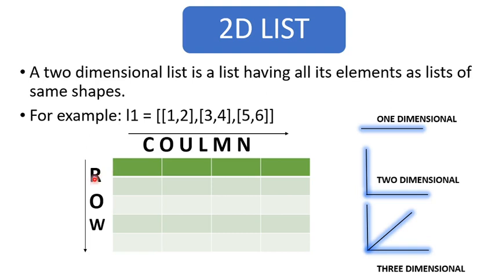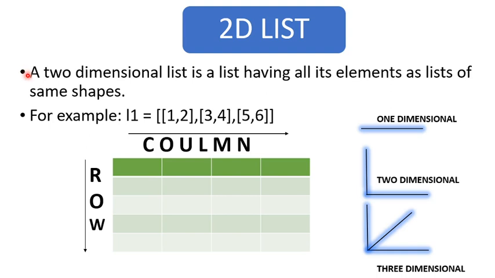Okay, so here, this is representing the row. This whole is a row. Row 1, row 2, row 3, row 4. This is column 1, column 2, column 3, column 4. Okay, so this is a basic idea of 2D list. 2D list is in the form of rows and columns. If you want to work with 2D list, we will work in the form of rows and columns.